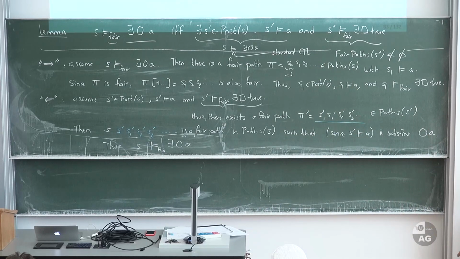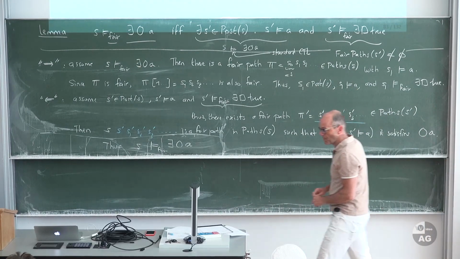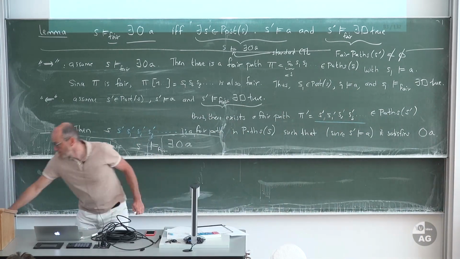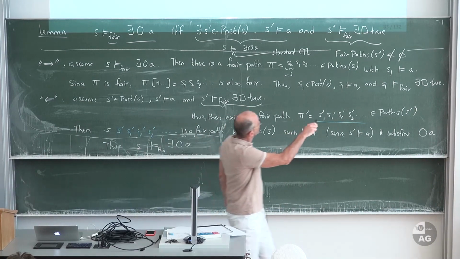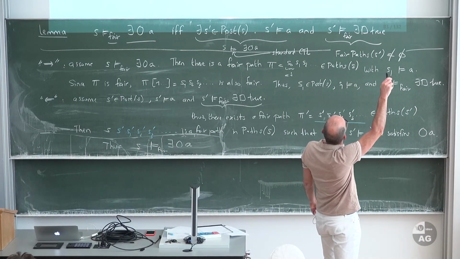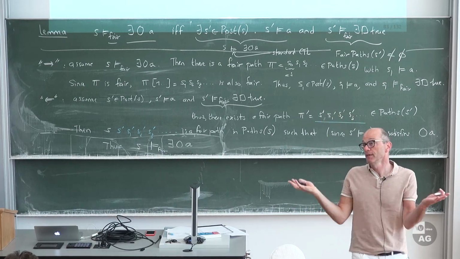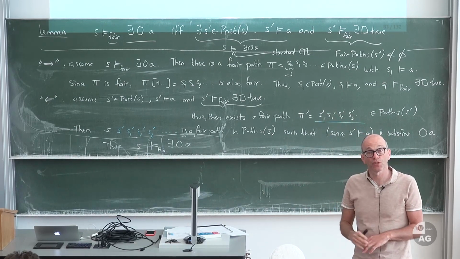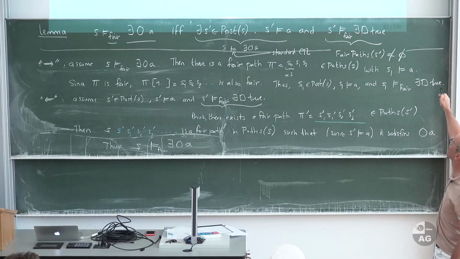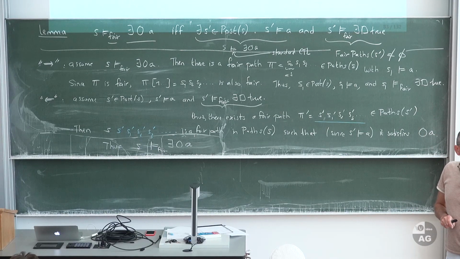Now, why is this good? This is a special instance. Existential box true is a special instance of existential box A. If I just assume every state is labeled with A, then this is exactly the same. So this special procedure that we're going to need later on anyway can be used here for this. And that's what we're going to exploit.